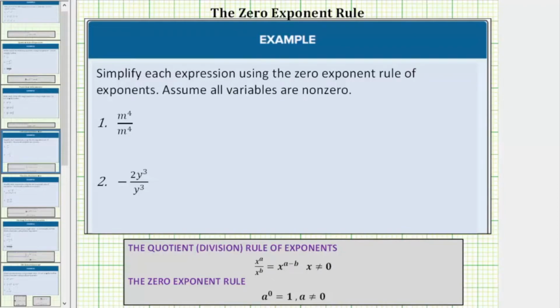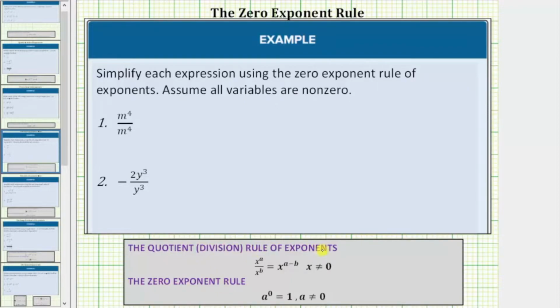Welcome to several examples on how to simplify an expression using the zero exponent rule. For all the examples, we will assume all of the variables are non-zero. Before we begin, let's review the quotient rule of exponents as well as the zero exponent rule.